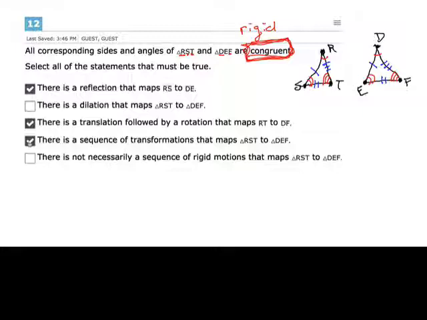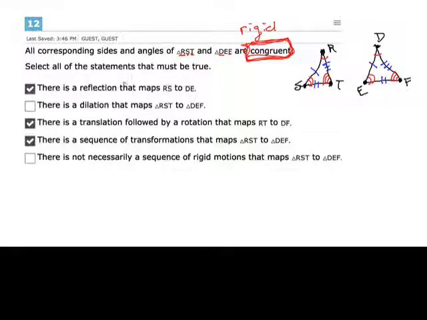And there's not necessarily a sequence of rigid motions that maps RST to DEF. If they are congruent, then rigid motions will always map them onto themselves. So that last one cannot be true.